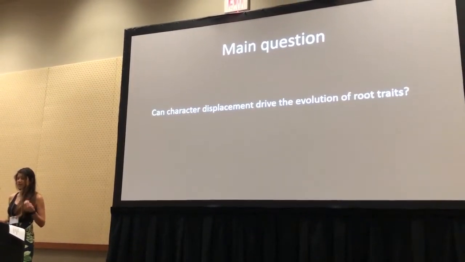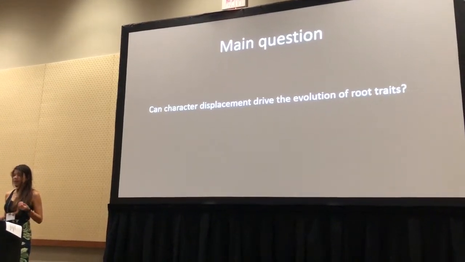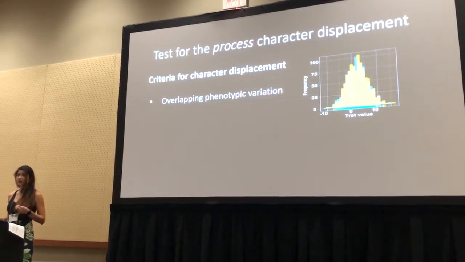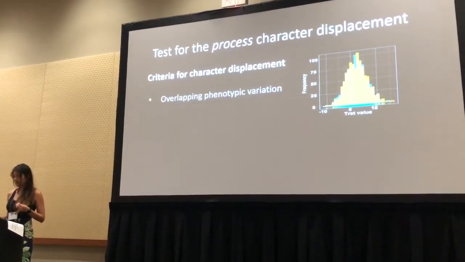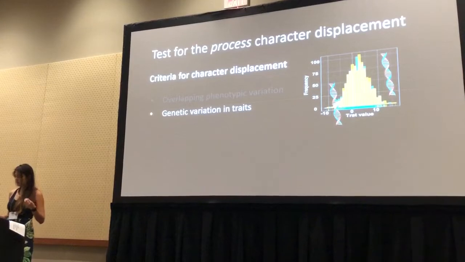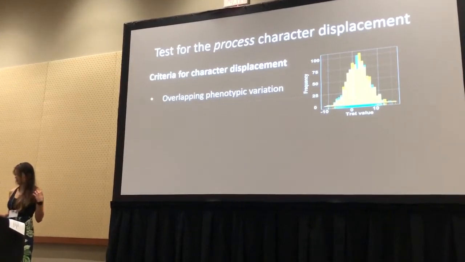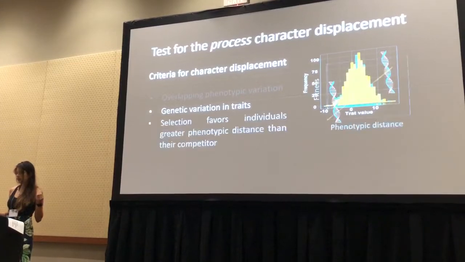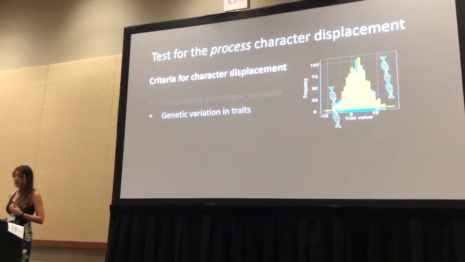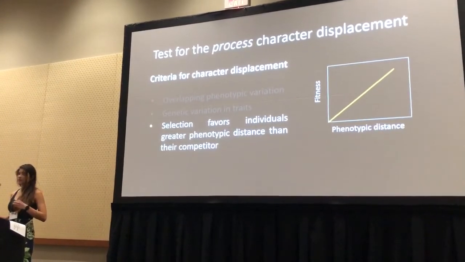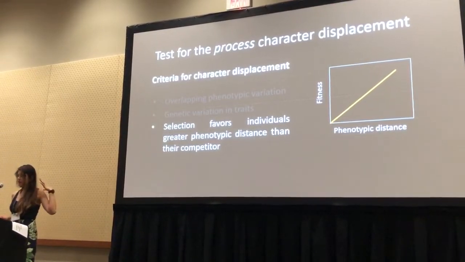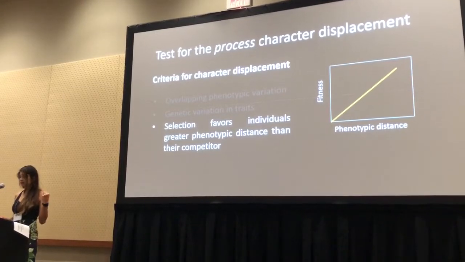And so my main question is, can character displacement drive the evolution of root traits? I'm addressing this question by testing for the criteria. So I'm trying to see if there's overlapping phenotypic variation between species and genetic variation underlying phenotypic variation. These two are critical for evolution by natural selection, but what is critical for character displacement is the demonstration that selection actually favors individuals that are more dissimilar in their resource traits, relative to those that are more similar, having higher fitness. So essentially, as demonstrated in this prediction, individuals with greater phenotypic distance have higher fitness.